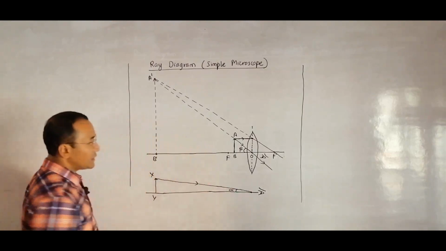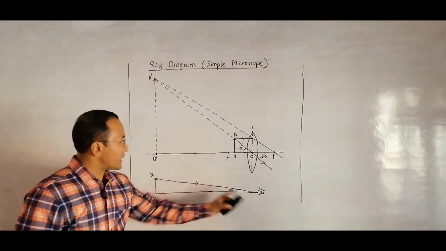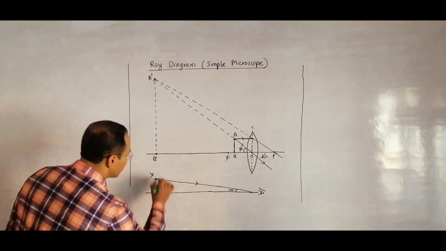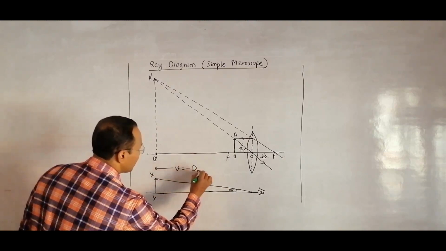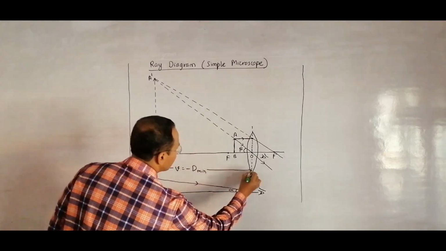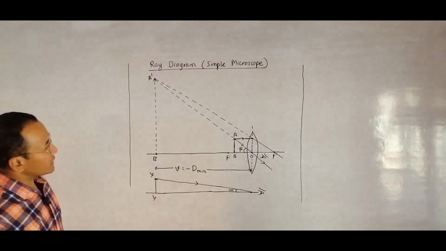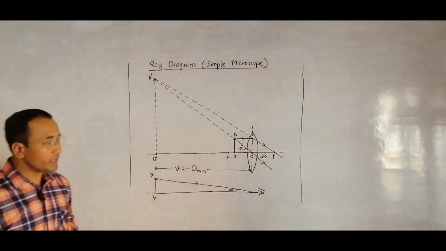The light ray goes from here. So this is the visual angle with the object at the same distance, and this is the visual angle with the image at the same distance. This whole distance is V equal to minus D minimum. It is the least distance of distinct vision, the near point. So this is how we draw the ray diagram for a simple microscope. So that's how we compare.